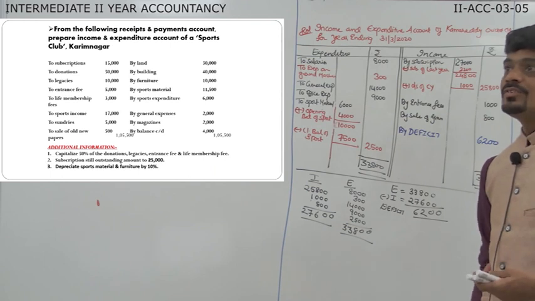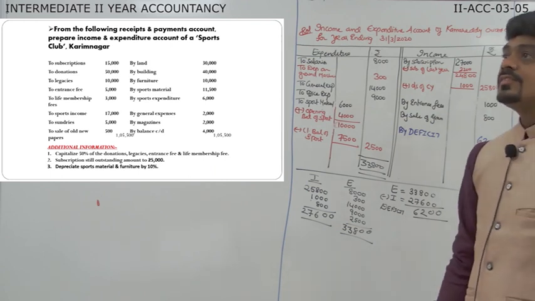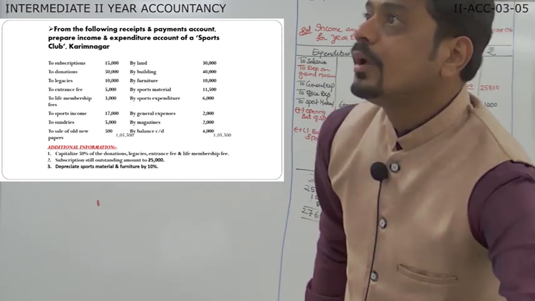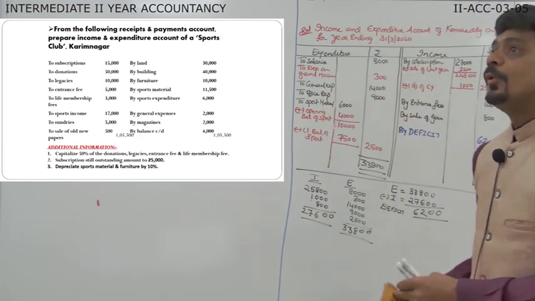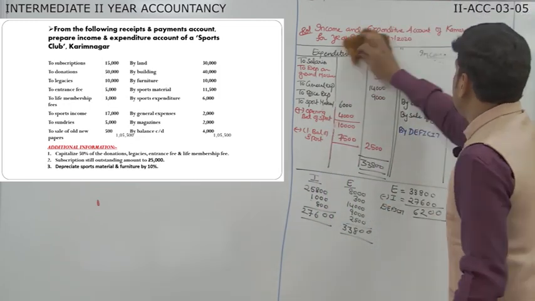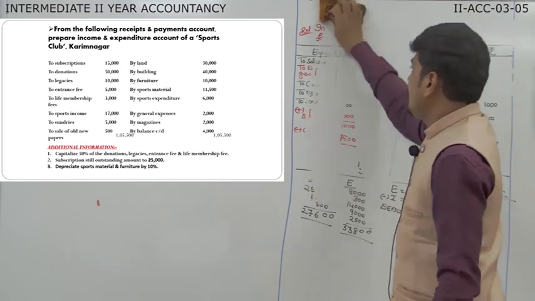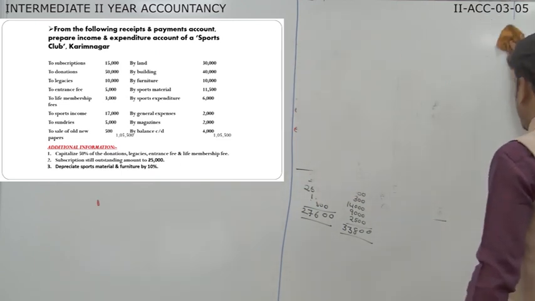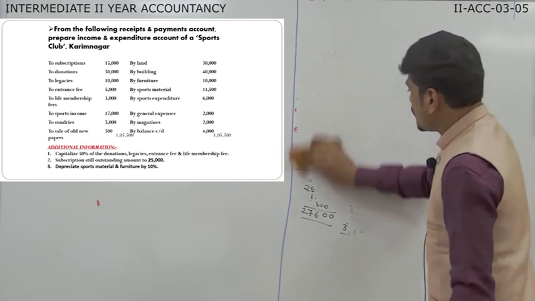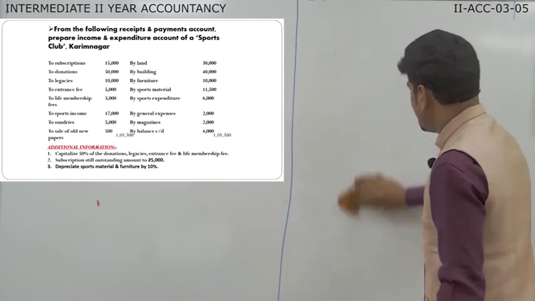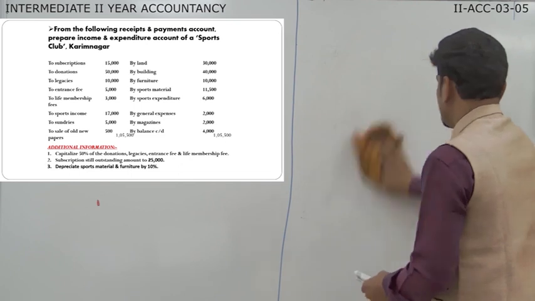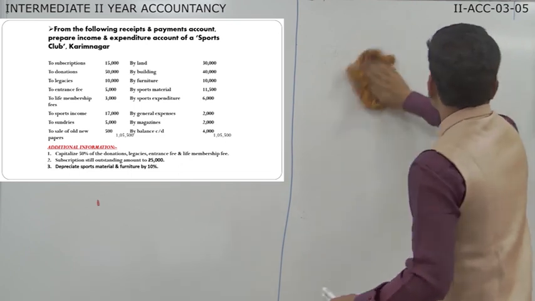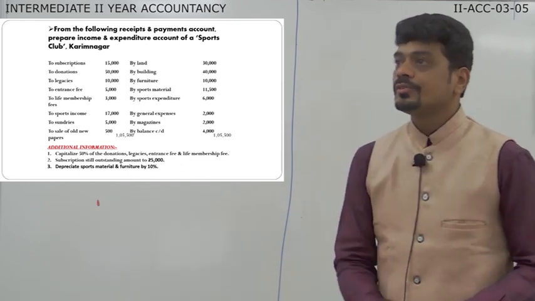And what is the question? The question is about the Sports Club of Karimnagar. Just go through the question for a while and then we are going to solve it. This is also a very interesting question. If you look at the question, you can make out the adjustments.